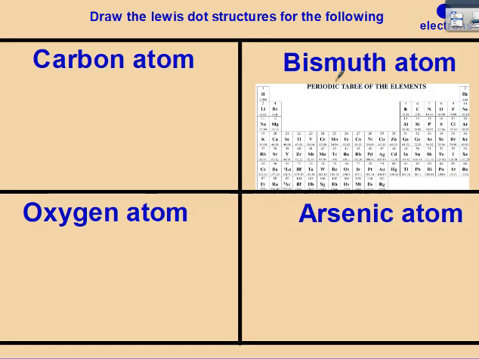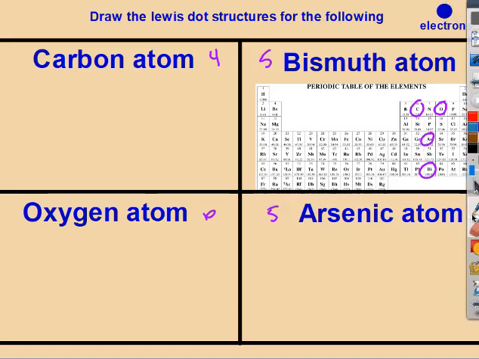So carbon should have had 4 valence electrons. Bismuth should have 5 valence electrons. Oxygen should have 6 valence electrons. And arsenic should also have 5 valence electrons.